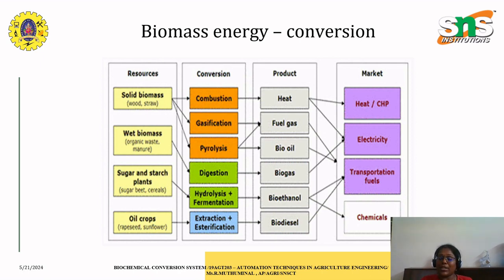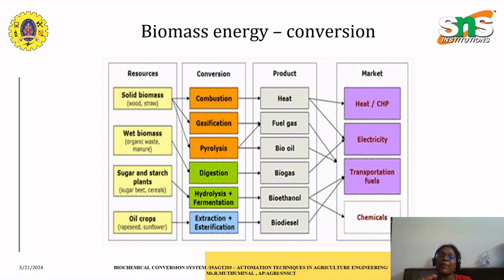But while doing the conversion with the help of sugar and starch plants, what we do is we make them get fermented. And after fermentation and hydrolysis, the resultant product which we get from these kinds of sugar and starch plants is going to be bioethanol.